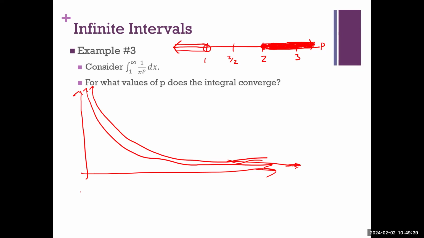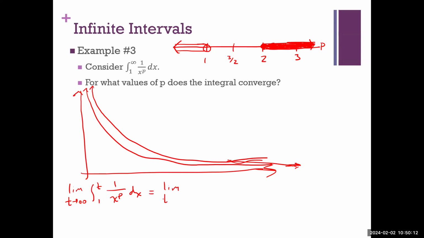So hold that thought. I'm not going to test 3/2 because I don't want to test all these points. Let's do this instead. I'm going to leave the t, and I'm going to leave the p generic. The limit as t goes to infinity of the integral from 1 to t of 1 over x to the p dx. What is the integral of 1 over x to the p? It might seem weird to have a generic thing there, right?